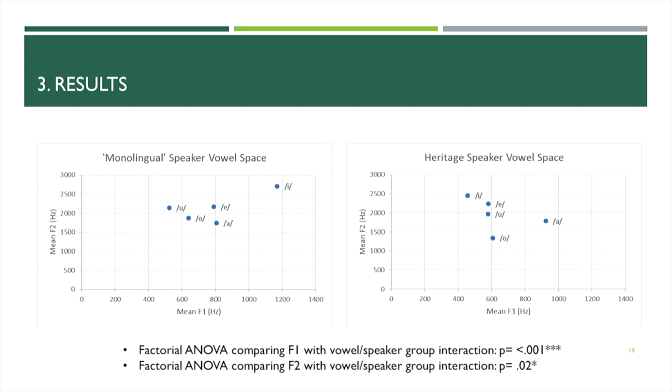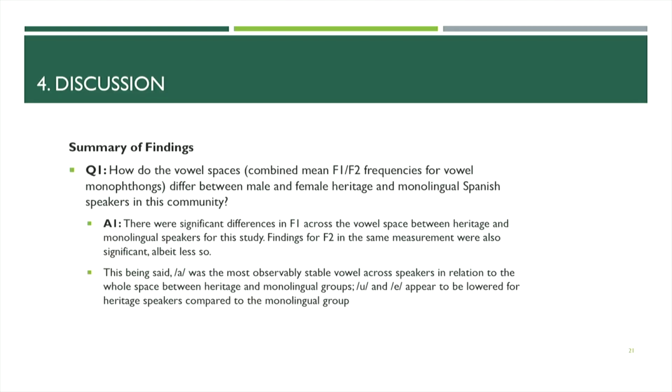I did perform a factorial ANOVA in R that just compared this vowel speaker group interaction. It did find that across all vowels, there was a significant difference between F1, and then a bit less so with F2, but we can see that if we generalize these two groups, we see some significant differences. So as far as answering our research questions go, we wanted to see how these vowel spaces differed between these heritage and monolingual Spanish speakers in the community.